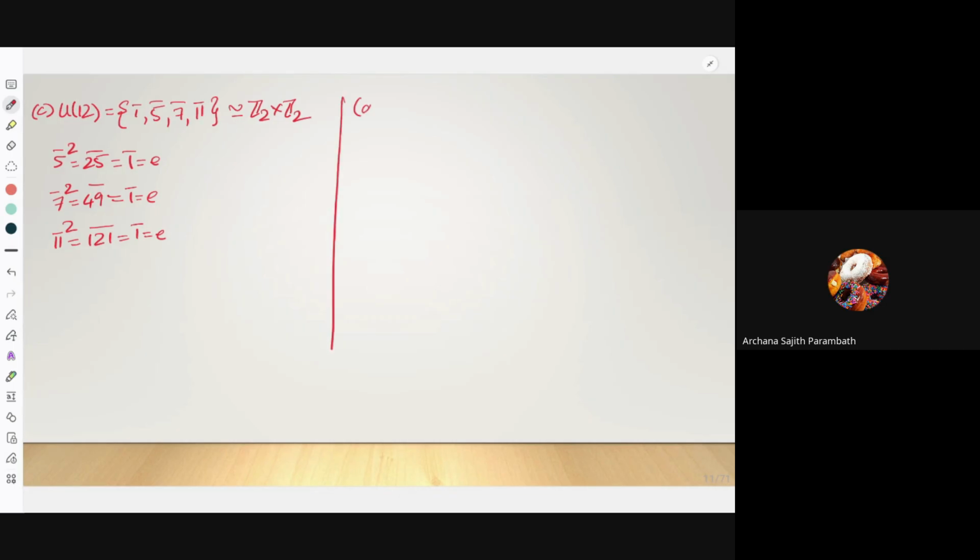Now the final group D we have is U of 9, which is basically 1 bar, 2 bar, 4 bar, 5 bar, 7 bar and 8 bar. So this is a group of order 6. So we need to see if we can find an element of order 6. So again we can start with 2.